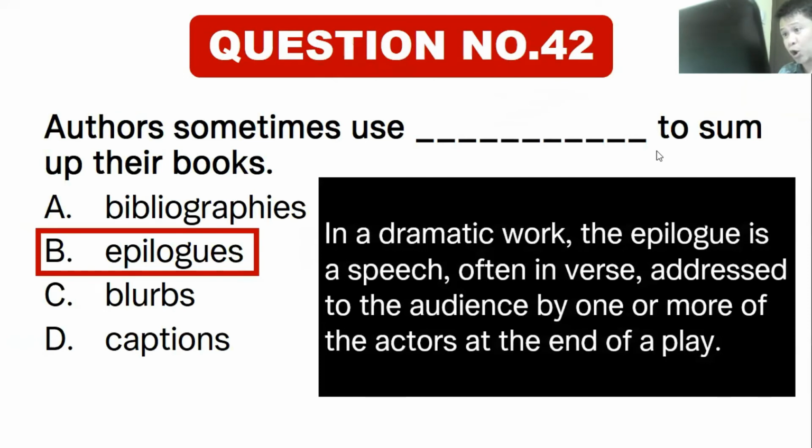In a dramatic work, the epilogue is a speech, often in verse, addressed to the audience by one or more of the actors at the end of a play.